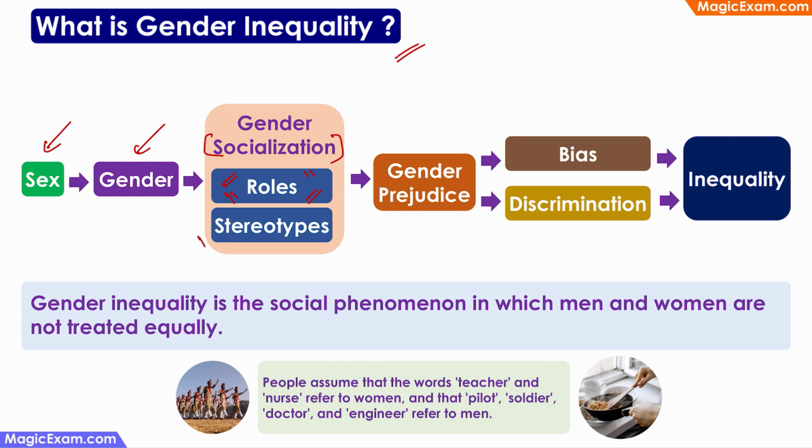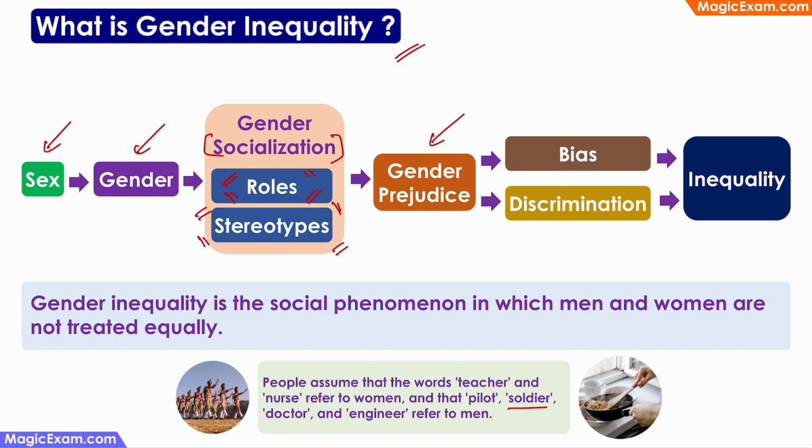And we also develop some stereotypes. For example, when you say the word nurse, you immediately think of a woman. When you say soldier, you immediately think of a man. So these are the stereotypes that we have built in our mind. And because of these gender roles that we have learned, or the stereotypes that we have built, we might have a gender prejudice in our mind as well.